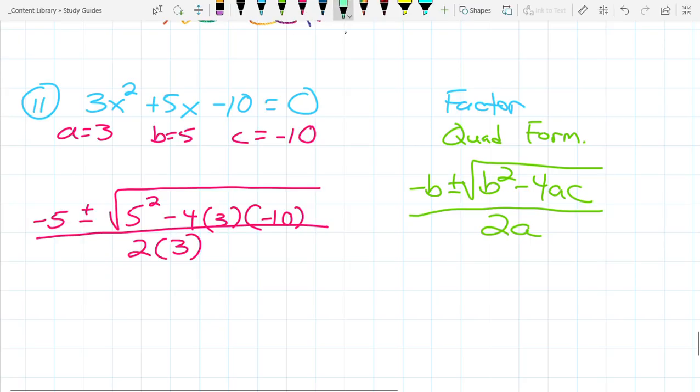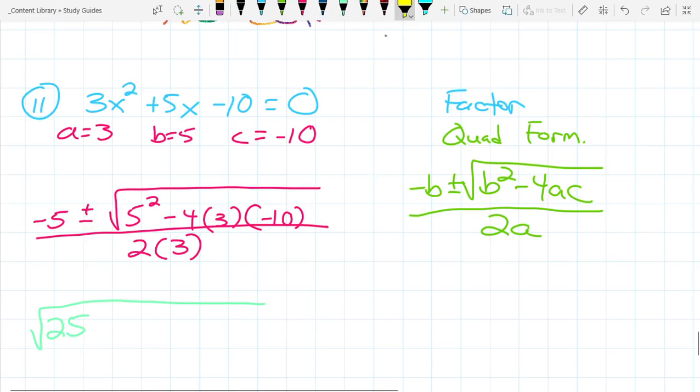is a negative 10, all over 2 times a, which is 2 times 3. Next thing we want to do is order of operations. So we start with the grouping symbol, which is the root sign. So under the root sign, we have exponents, subtraction, and multiplication. Exponents comes first in order of operations. So 5 squared is 25. Then would come the multiplication part.